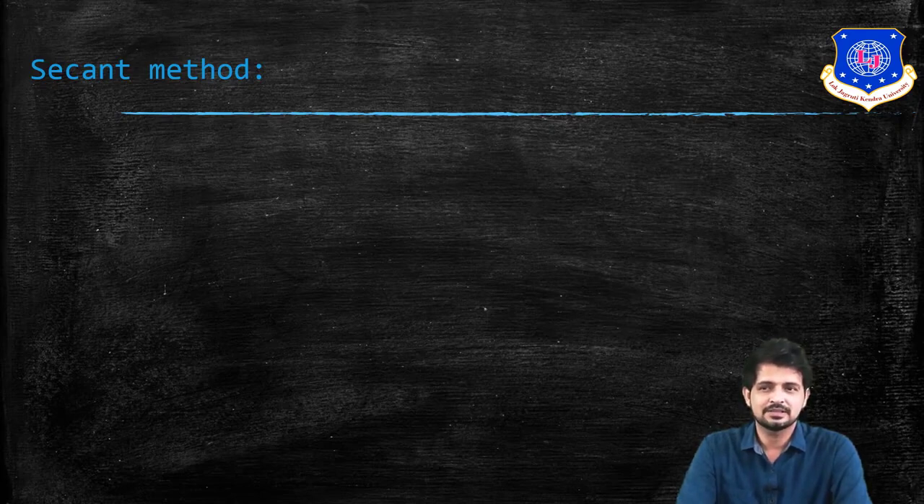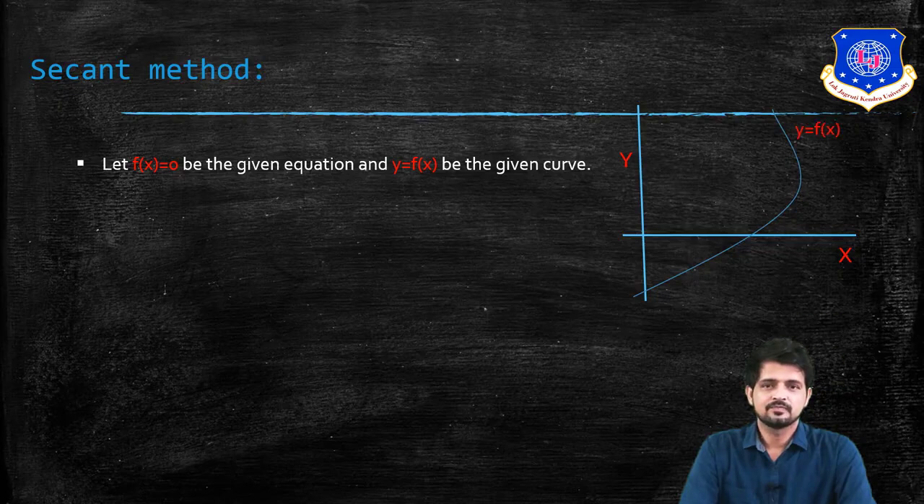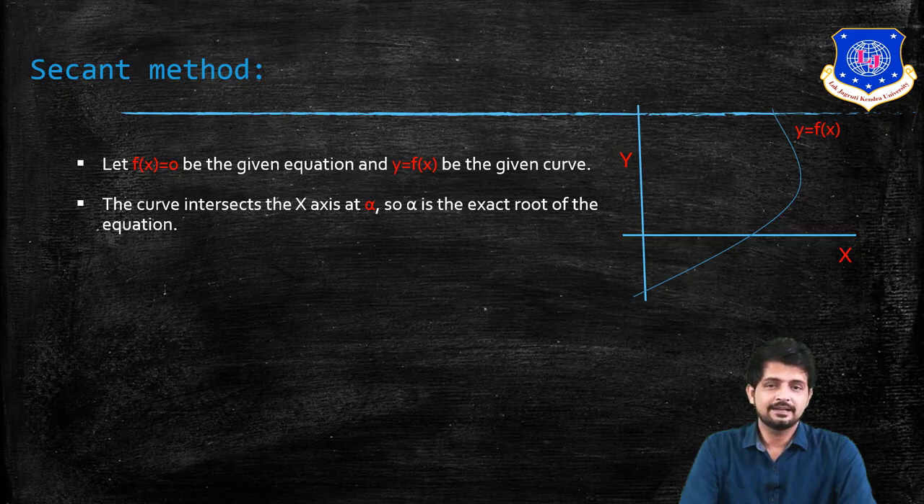Fine, let us study this method graphically. Same as the other methods, in this method also one equation will be given, f of x equal to 0, and y is equal to f of x will be the given curve. So let us draw the x-axis, then the y-axis, and a curve y is equal to f of x is given. Now this curve f of x will intersect the x-axis at alpha, so we can say alpha is the exact root of the equation.